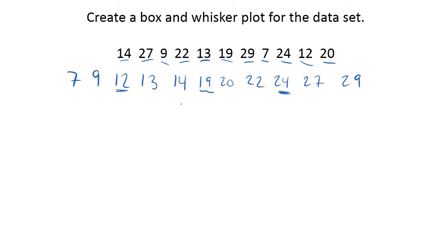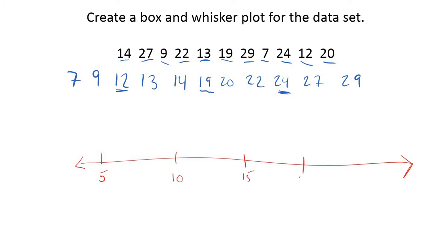Okay, and I'm going to make a number line. We've got 7 up to 29. So you just sketch a number line, and I'll just start at 5. To make it easy, I'm just going to go by 5, 10, 15, 20, 25, 30. Okay, and of course we got numbers in between there.